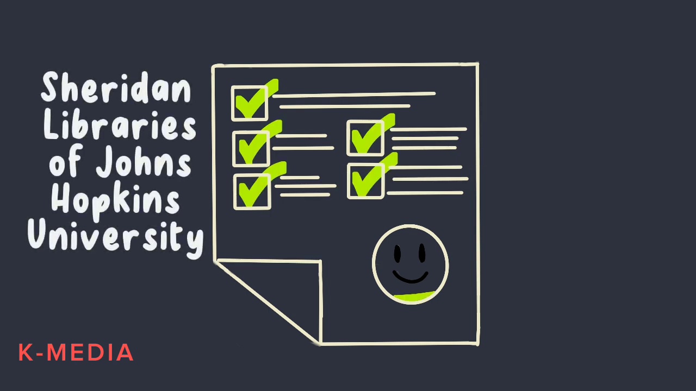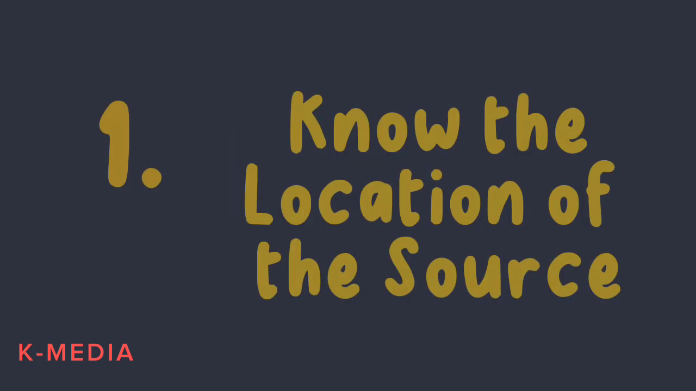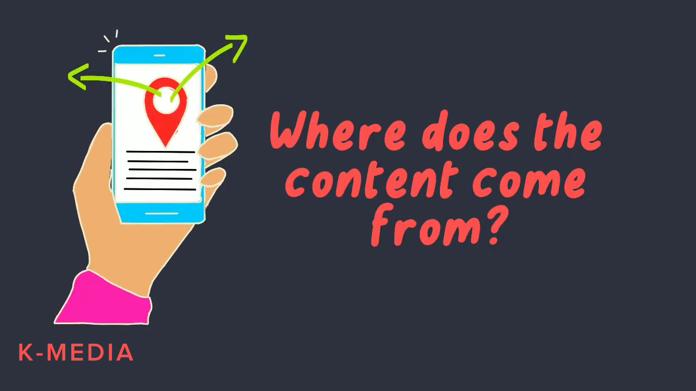The Sheridan Libraries of Johns Hopkins University post some items to consider that can help determine whether the content we see online is legit or not. First, we need to know the location of the source. Where does the content come from?